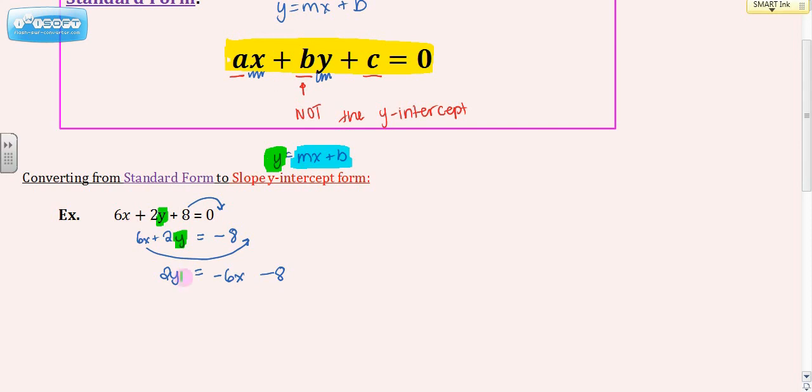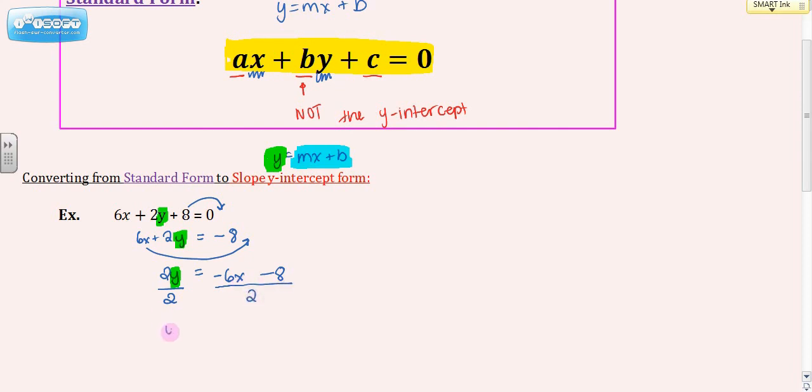But again, my y, like I said before, in my slope y-intercept form, has to be by itself, with no numbers in front. So to remove this number 2 in front of the y, I have to divide, because right now there's a multiplication sign between the 2 and the y. What I do to the left side, I have to do to the right side. So I have to divide everything here by 2.